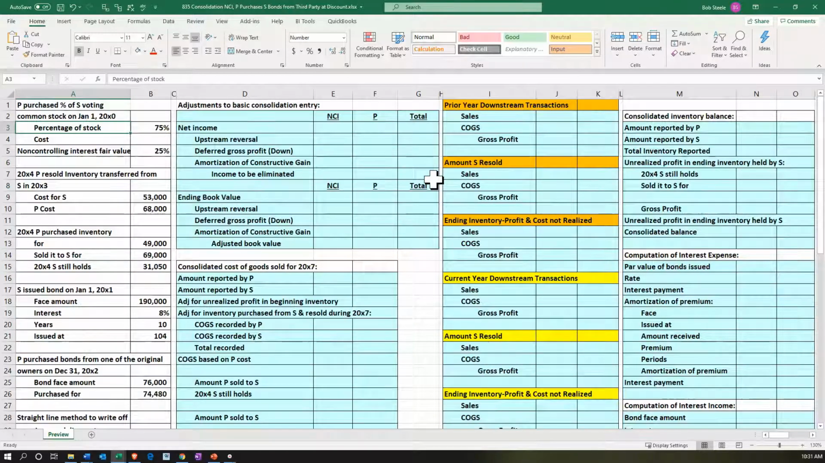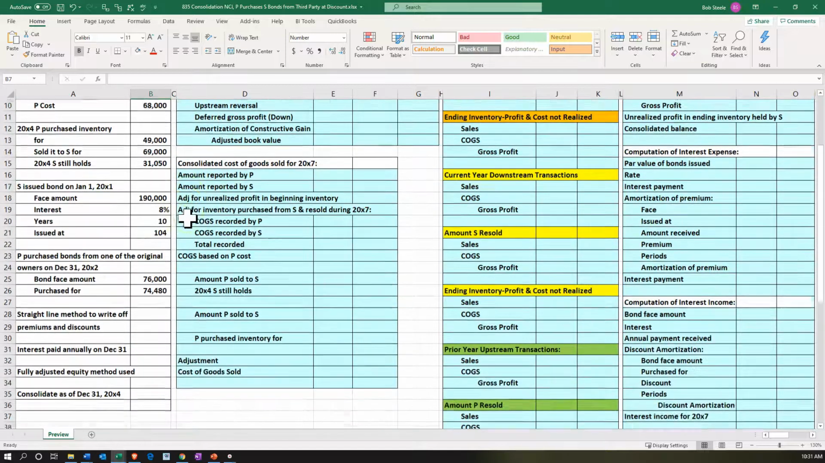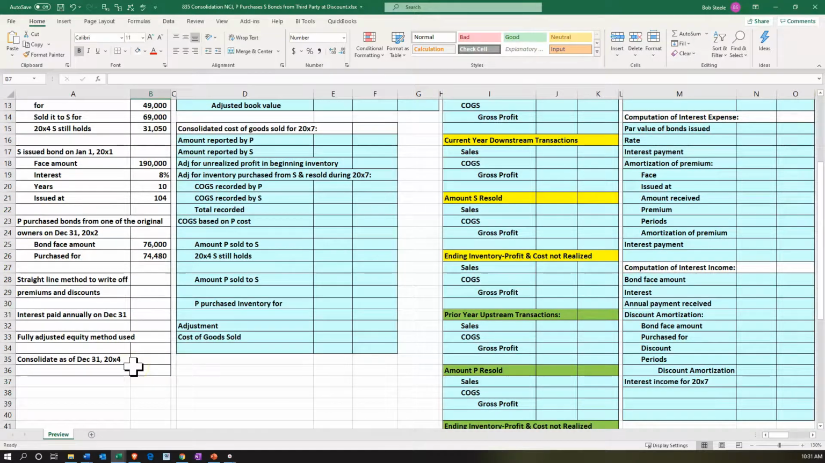Going all the way back to the left, let's see what our data will be. P purchased a percentage of S voting common stock on January 1st, 2000 x 0. So that's going to be the point of consolidation, the time period in which the purchase took place. 75% is the controlling interest, 25% then non-controlling interest. 2000 x 4, P resold inventory transferred from S in 2000 x 3. So we're going to say the date of consolidation will be December 2000 x 4.